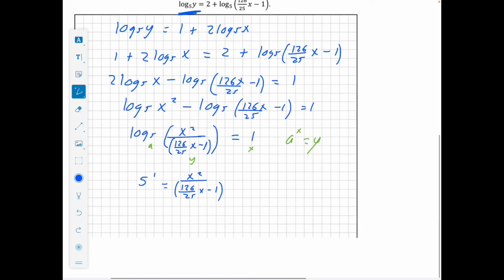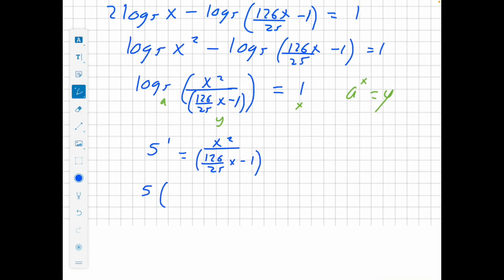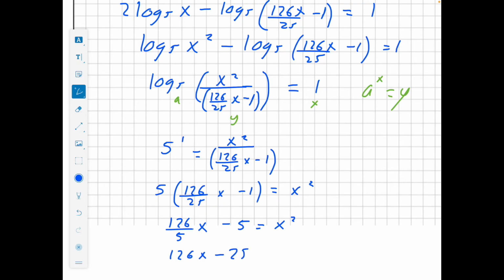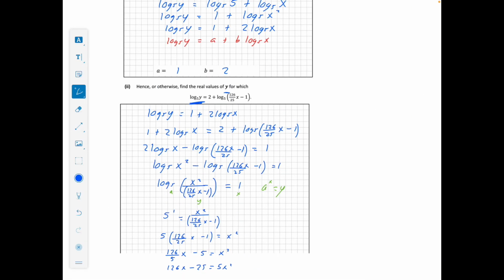Okay, right now this looks really messy. I don't like the fraction, so I'm going to get rid of the fraction by multiplying 5 by the bottom of this fraction here. So it'll be 5 multiplied by 126 all over 25x minus 1 is equal to x squared. Multiply this 5 in, that will give me 126 all over 5x minus 5 is equal to x squared. I still don't like having a fraction in my question, so I'm going to multiply everything by 5. So I'll end up with 126 minus 5 by 5 will be 25 is equal to 5x squared.